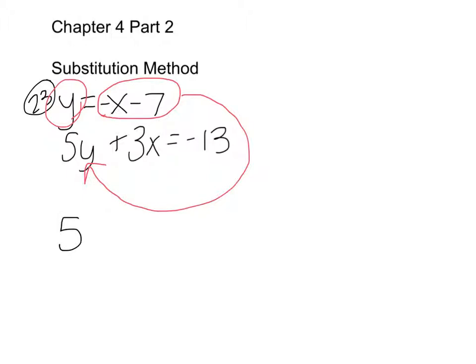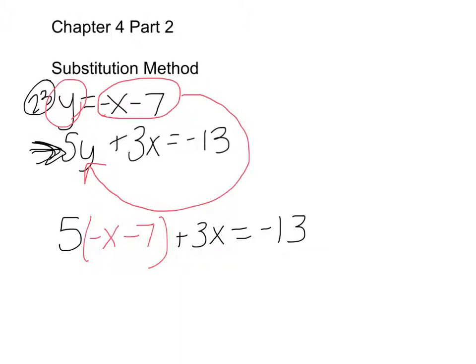So I'm going to rewrite this second equation. But instead of y, I'm plugging in a parentheses with my negative x minus 7 because that is equal to y. I bring down my plus 3x equals my negative 13. So this second equation here is the same one as I have here, but instead of a y, I plugged in negative x minus 7.